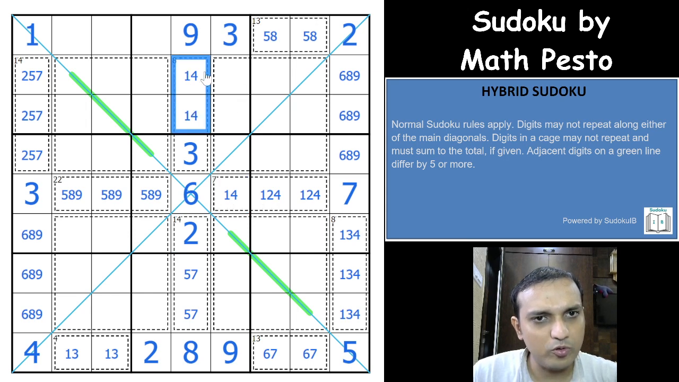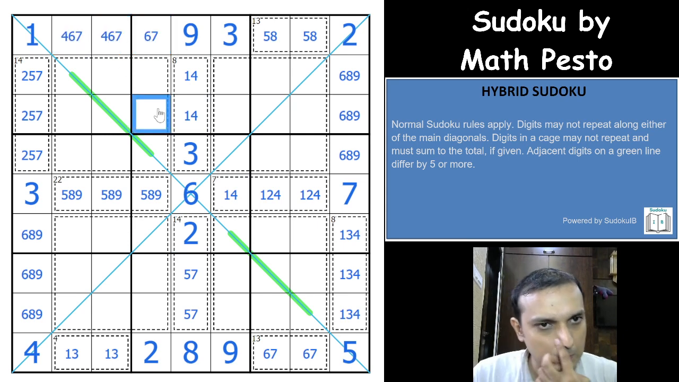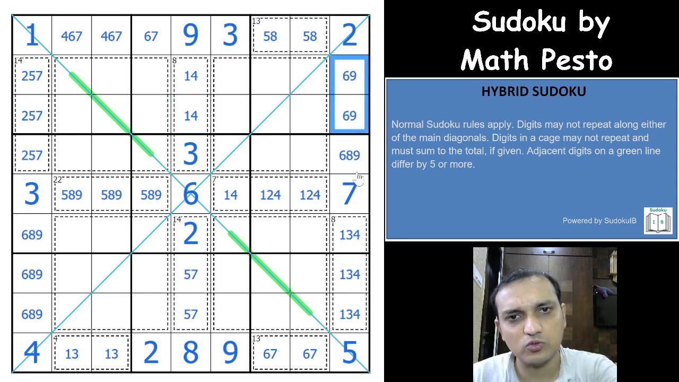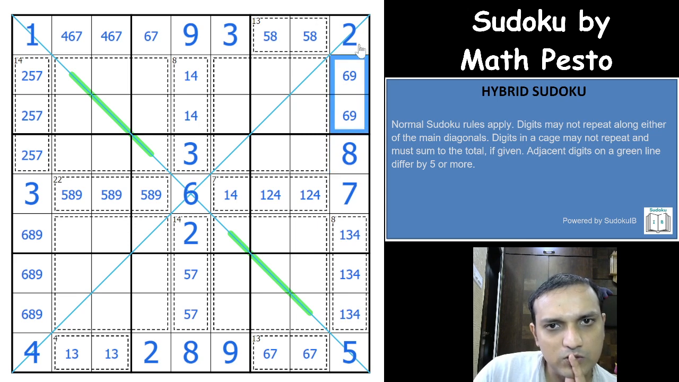This is 1, 4, 4, 6 and 7. So 4 cannot be here. This is 6, 7, 4, 6 and 7. Okay. Now anything with the German whispers? Oh, 5 and 8. So 8 cannot be in these two cells. This cell would have to be an 8. So 6, 9, 2, 5, 8.